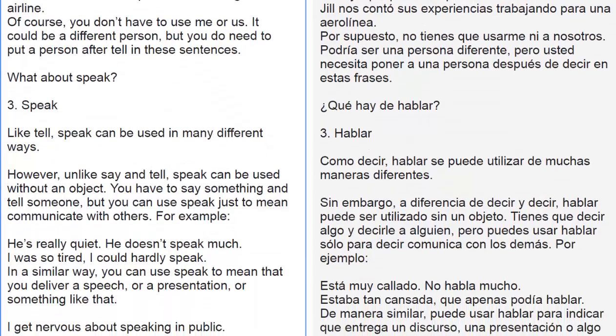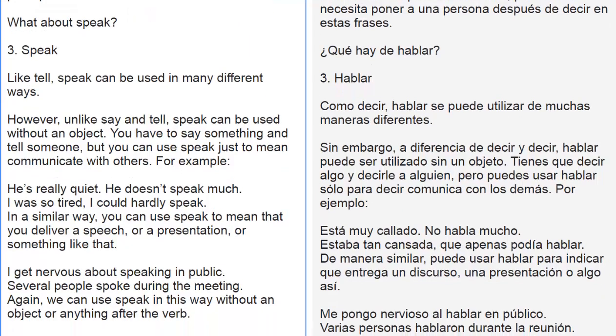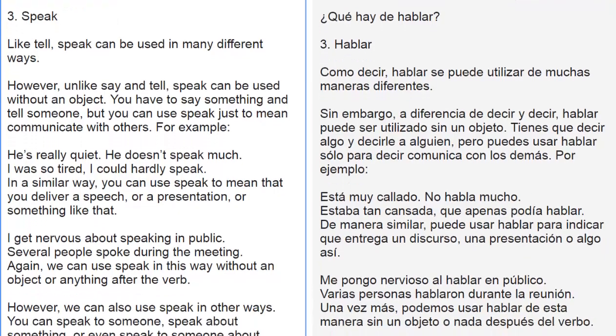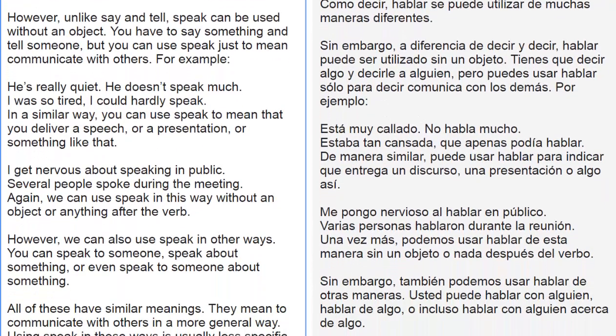What about speak? Like tell, speak can be used in many different ways. However, unlike say and tell, speak can be used without an object. You have to say something and tell someone, but you can use speak to just mean communicating with others. For example, he's really quiet. He doesn't speak much. I was so tired, I could hardly speak.